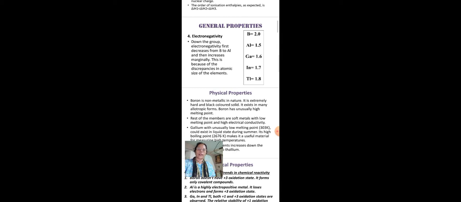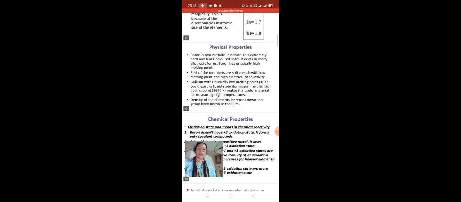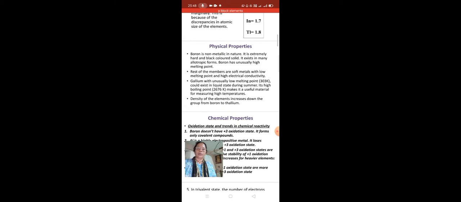Boron is non-metallic in nature. It is an extremely hard, black-colored solid. It exists in many allotropic forms. Boron has an unusually high melting point. The rest of the members are soft metals with low melting point and high electrical conductivity. Gallium, with an unusually low melting point of 303 Kelvin, could exist in liquid state during summer. Its high boiling point, 2676 Kelvin, makes it a useful material for measuring high temperatures. Density of the elements increases down the group from boron to thallium.